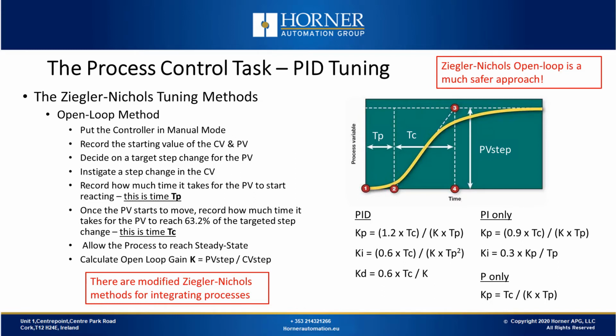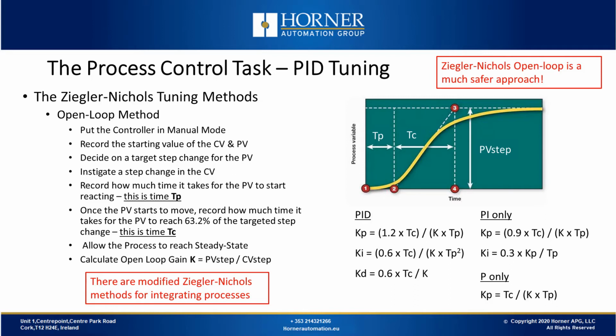Once the process variable starts to move, you're going to be adding more CV. Now you want to record how long it takes for that process variable to reach 63.2% of your targeted step change. So if you're going from, say, 100 degrees to 200 degrees, that's your desired step change.